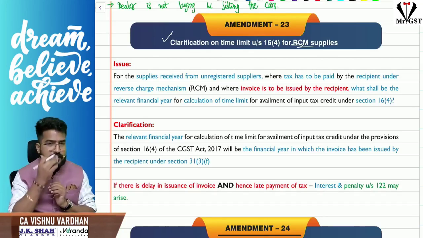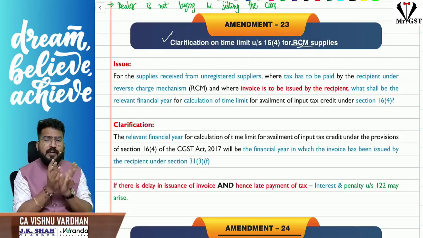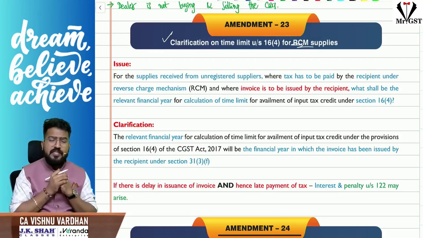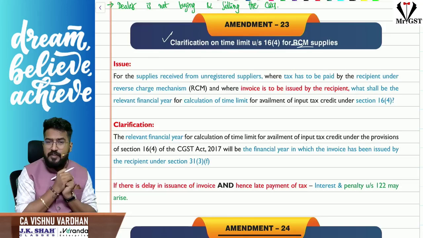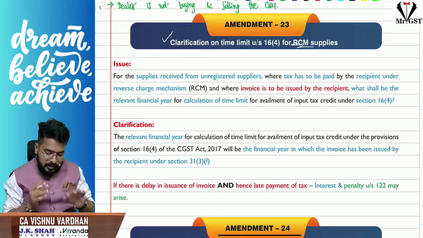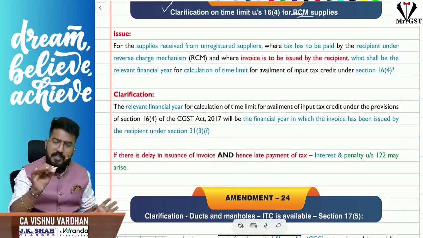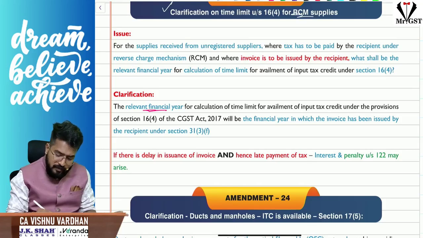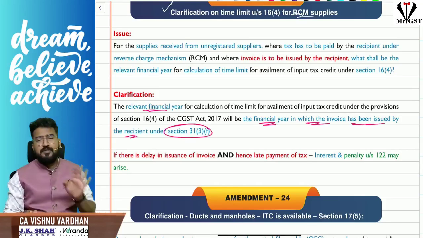But sir, in 16 subsection 4, they talk about the relevant financial year in which the invoice is raised. From that, you should see 30th November of the succeeding financial year or the actual date of filing the annual return of the relevant financial year, correct? Now, in this case, which financial year should I take? The law says, when the recipient is required to raise the tax invoice, the relevant financial year will be the financial year in which that invoice has been issued by the recipient under section 31 subsection 3 clause F.